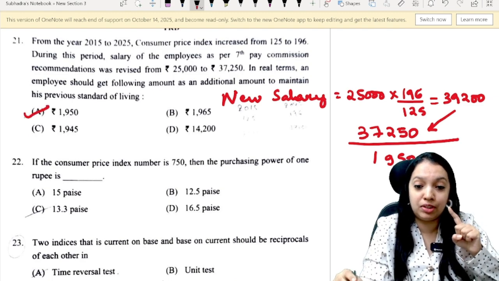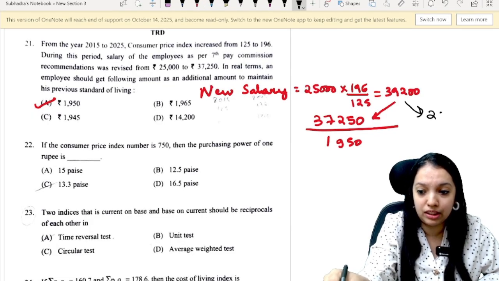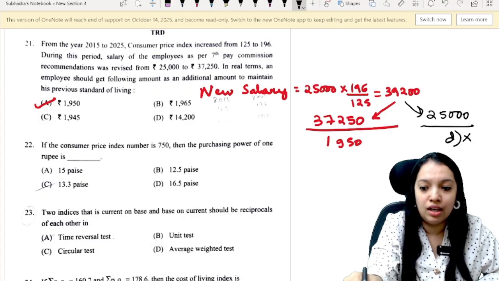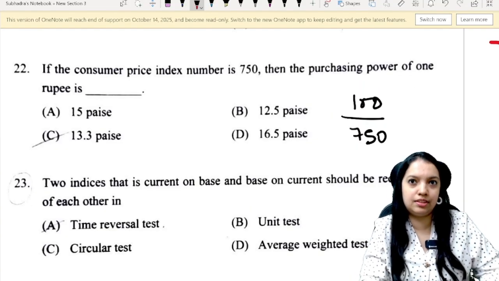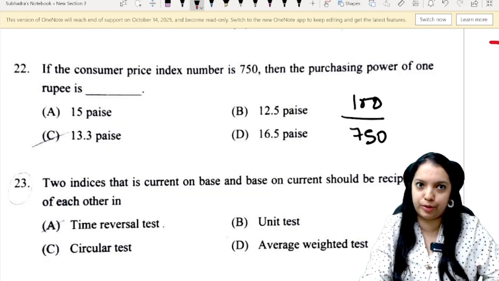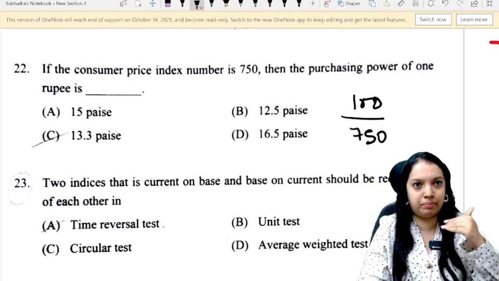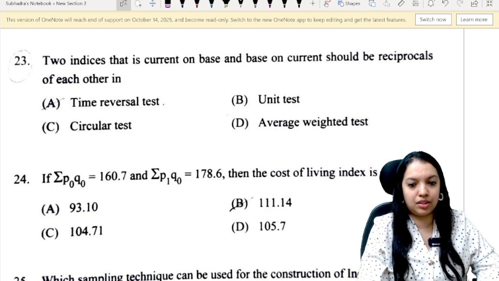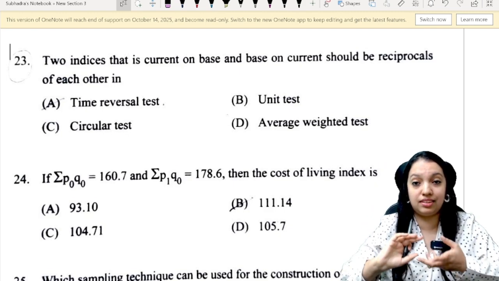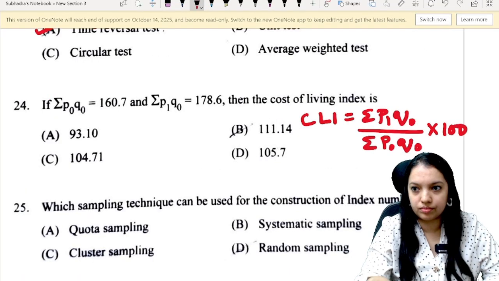Interesting question. If someone would have subtracted 25,000 from this, you end up getting option D, which is wrong. The correct option is option A. Next question is about calculation of purchasing power of 1 rupee, that is given as 100, which is the base consumer price index, divided by 750, 13.3. Two indices, current on base and base on current, are reciprocal. Current on base and base on current means it is known as time reversal test.